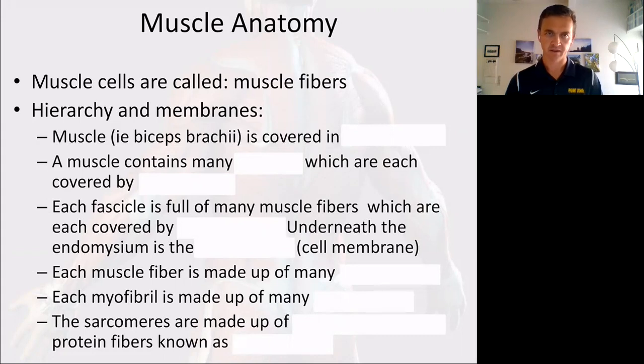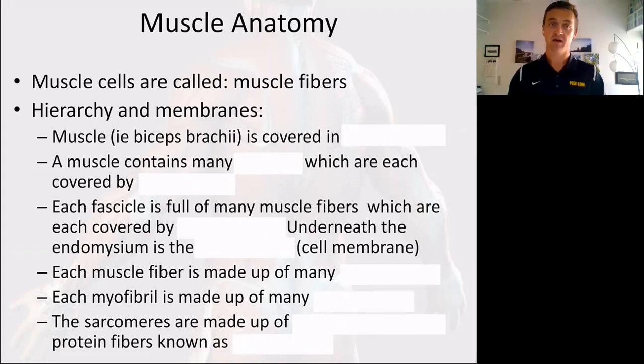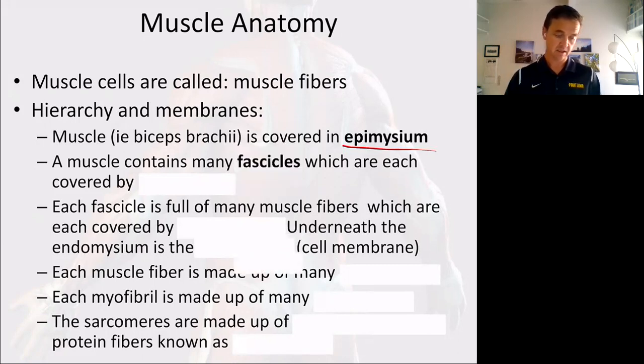As far as this hierarchy goes, we're going to start with the large, gross muscle, which we would think of as a muscle that we'd name, like the biceps brachii. So biceps brachii is our muscle. That is covered in a membrane called the epimysium. And then that muscle contains many fascicles. That muscle is made up of a bunch of fascicles, and each of those fascicles is covered by another membrane called the perimysium.